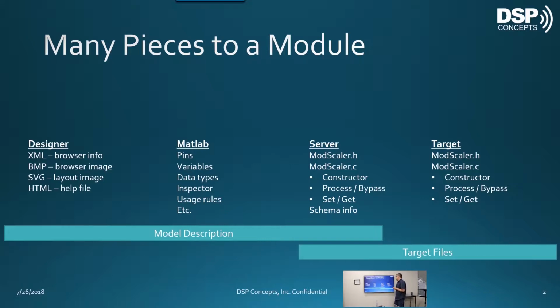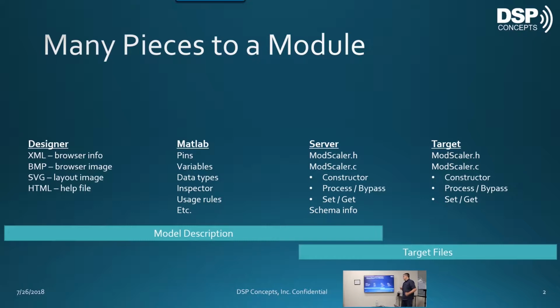What happens then in MATLAB is MATLAB also has a description of the module. So it knows what inputs and outputs it has. It knows all about the variables. Okay, what's the name of the variable? What's the data type? Is there range information? It knows how to draw the inspector. Do you want to use a knob or a slider? MATLAB has all the information. Okay, and there's quite a bit there. And we'll do some deep dives looking at some of the different source files there.